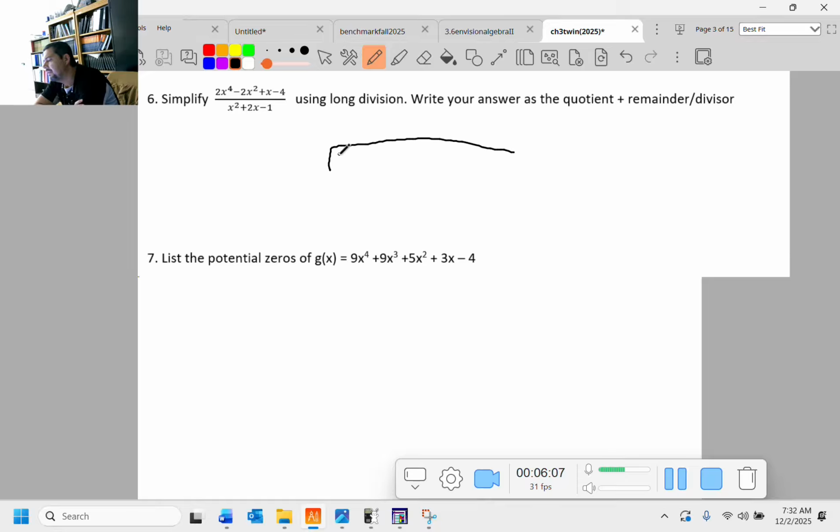Maybe it'll be a little better this time. I don't know. I'm going to put in placeholders just because I might need them there. That was one of the things I noticed on your last quiz. You guys are very bad at lining up like things.